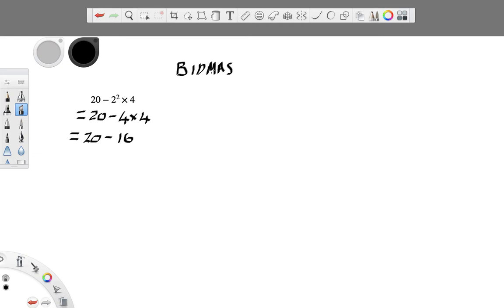So we're up to multiplication. So we move to A. Is there an addition? There's not. So we move to S. And is there a subtraction? There is. We've got 20 minus 16, which is 4.